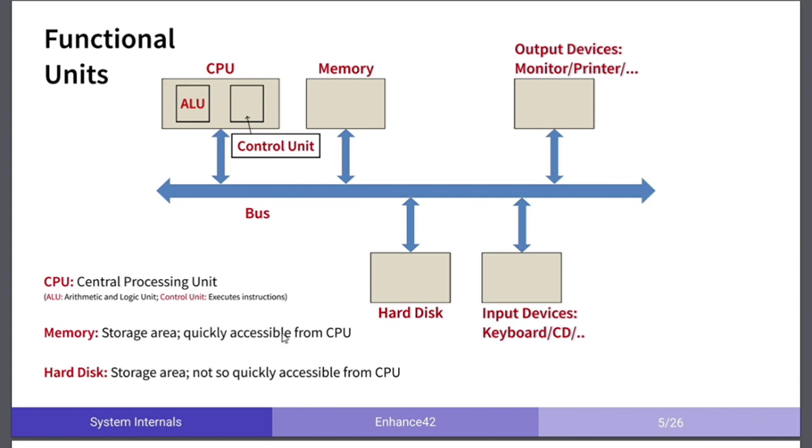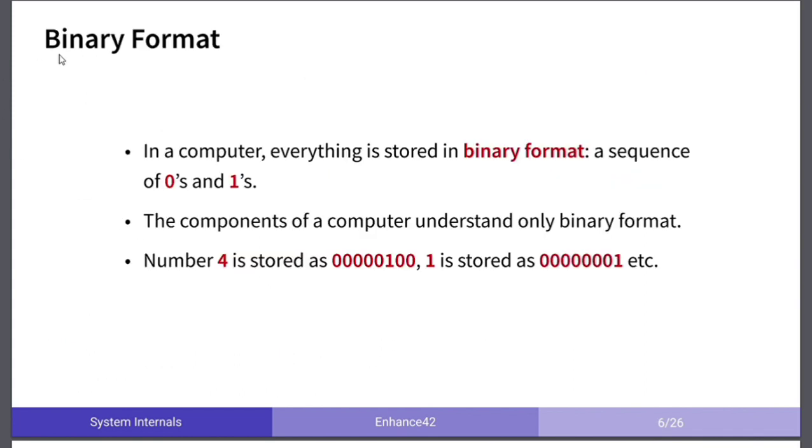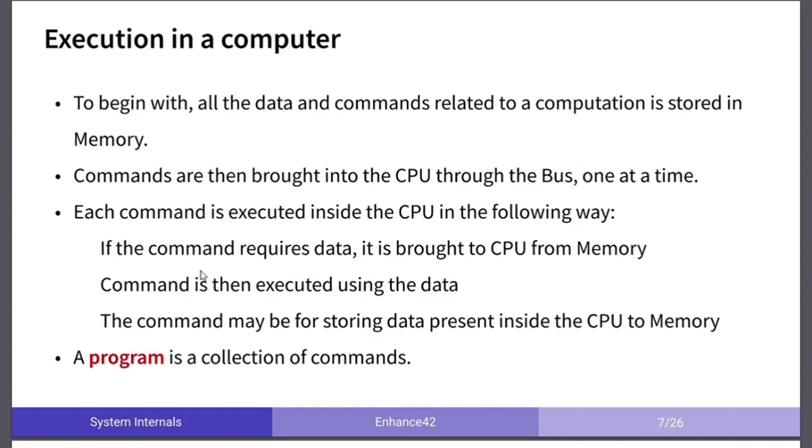So let's know about binary format. In a computer, everything is stored in binary format, a sequence of zeros and ones. The components of a computer only understand binary format. For example, number 4 is stored as 00000100, and 1 is stored as 00000001, and many more.